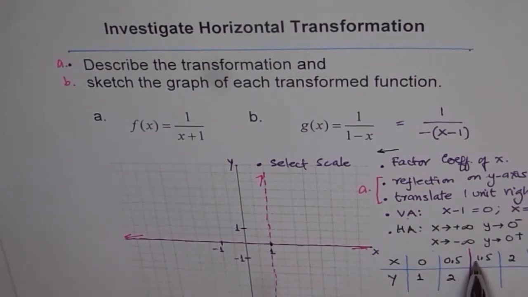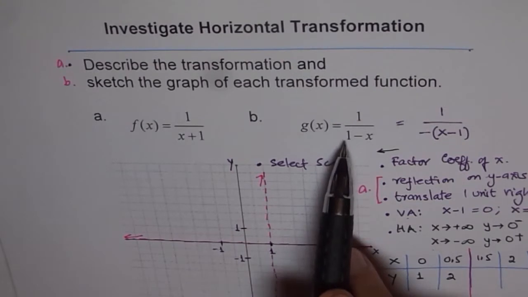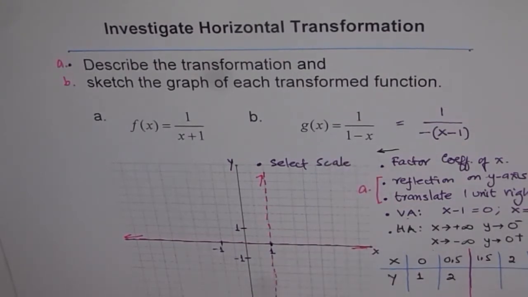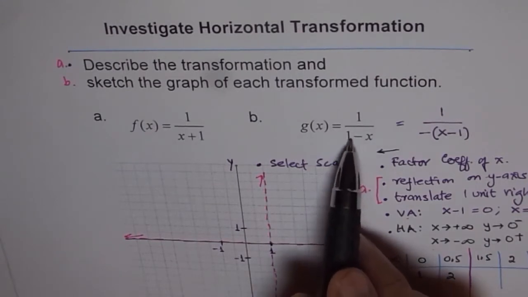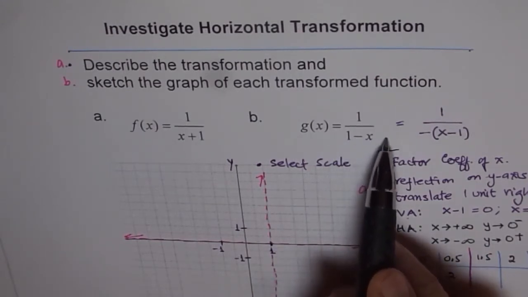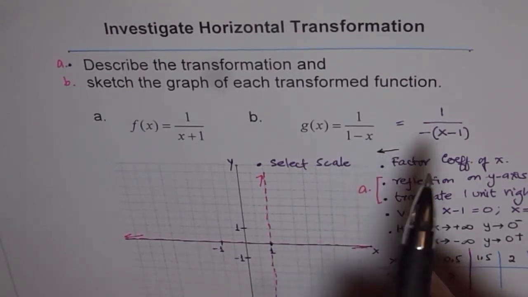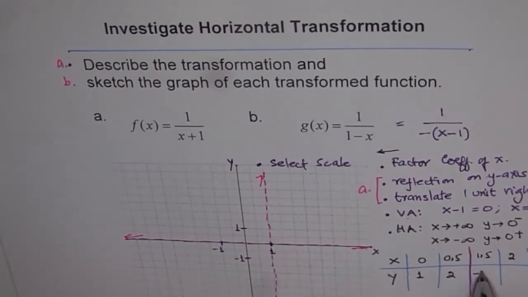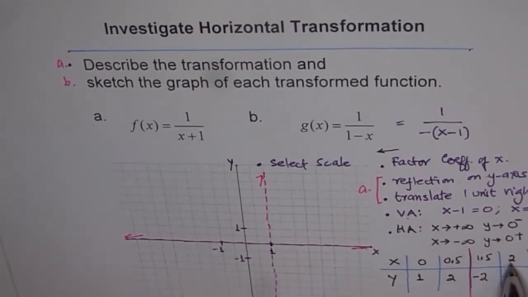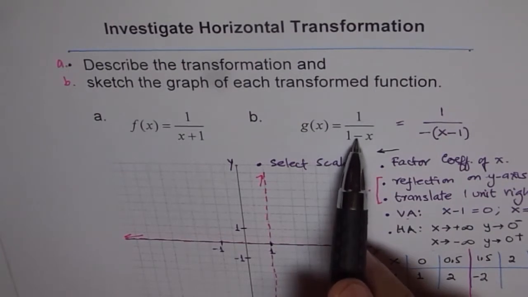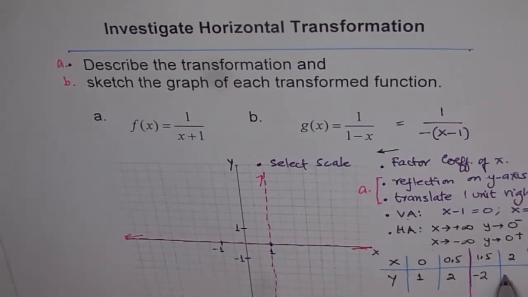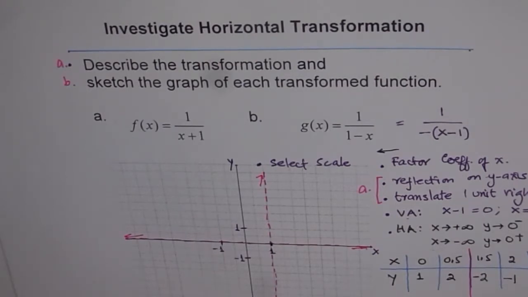Now this is 1.5, 1 and a half. So 1 minus 1 and a half will give me a negative number. So I get negative half, that means negative 2, right? If I put 2 here, then 1 minus 2 is minus 1, so I get minus 1 here. So like that, you have some points here. Once you have those points, then plot them on your graph.